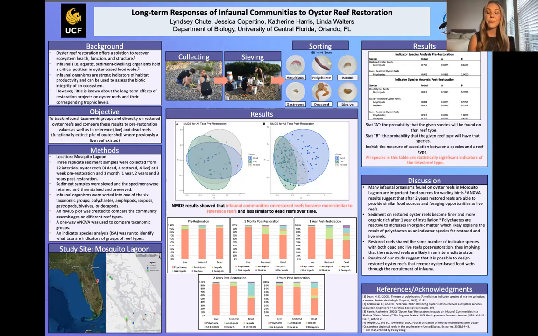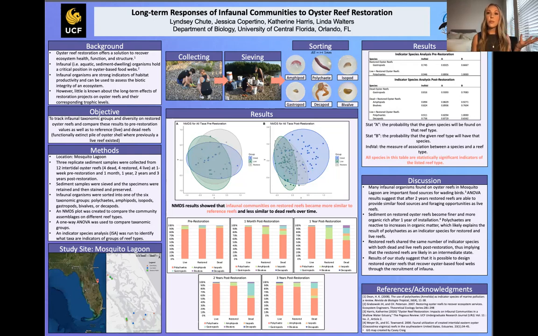So what's cool about all this data is that after 2 years, it's possible for a restored reef to provide the same or similar infauna or food sources that live reefs do. And this is really beneficial for organisms higher up on the food chain. So for example, Mosquito Lagoon is home to a lot of wading birds. And these wading birds actually eat the infauna on the oyster reefs.